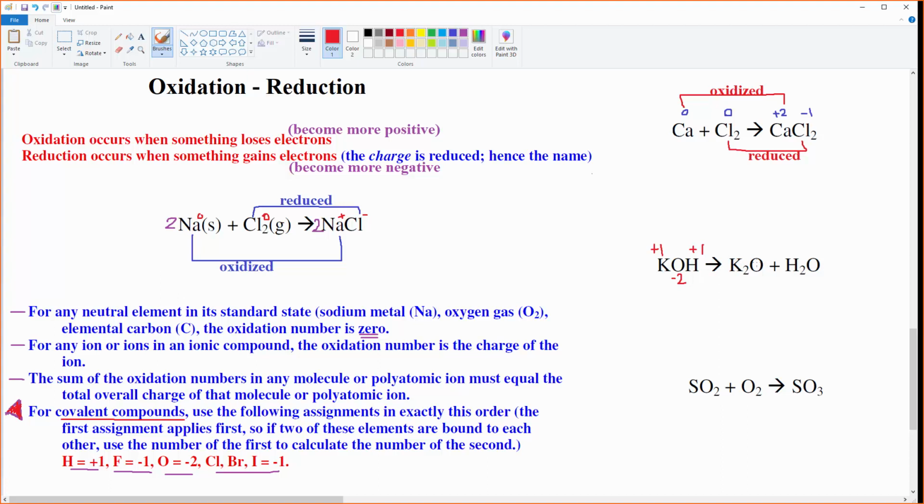Okay, so let's look at the product here. K2O, potassium oxide. Let's assign oxidation numbers here. +1 for the K, good. Still an ionic compound. -2 for the O, it's an ion all by itself in an ionic compound. Okay, what about the water here? Covalent compound. Good, hydrogen gets to be +1, and the oxygen then gets to be -2. Perfect.